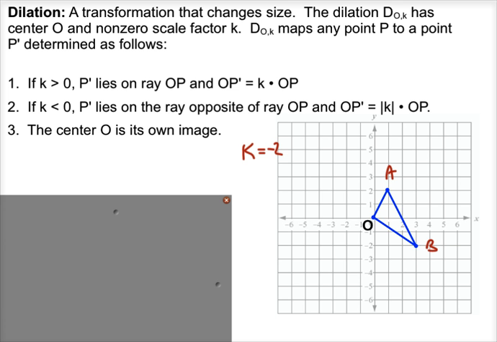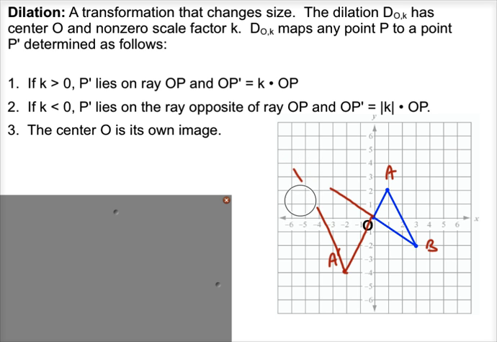So if K is -2, the distance from O to A is going to double, but it's going to double going in the opposite direction. So it's going to end up coming this way, and here's my A prime. Twice as far away, opposite direction. And then the same thing would happen for B. To get to B prime, I would end up just going the opposite distance away and twice as far. So everything got doubled in size. Negative means it went in the opposite direction.